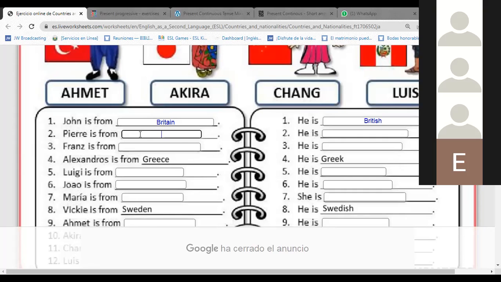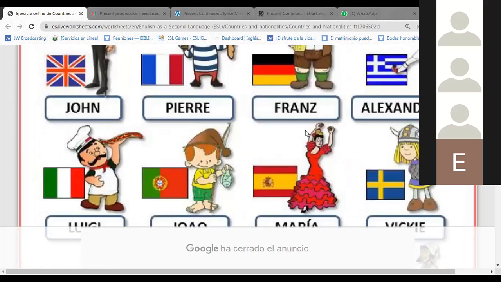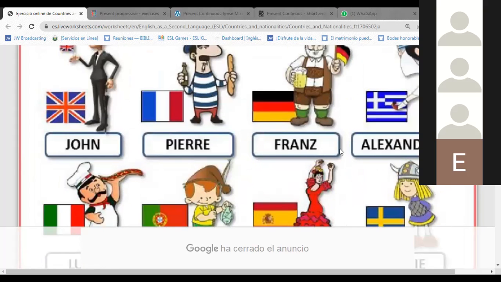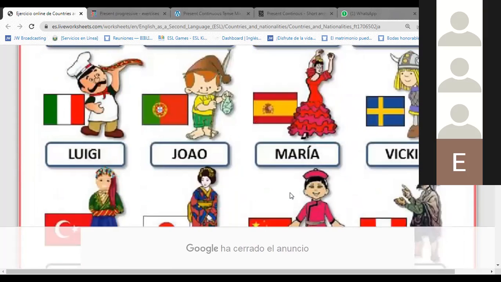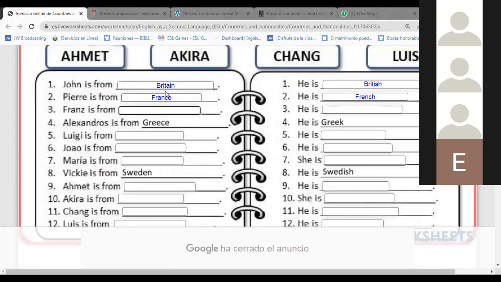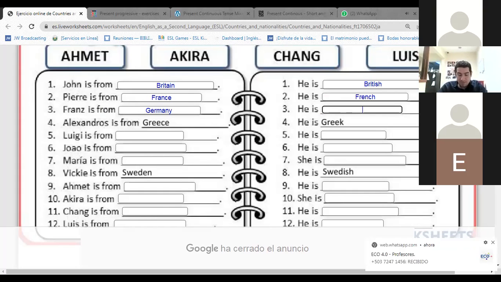Pierre is from France. So he's French. France is from, where is France from? Alemania. But in English, how do you say Alemania? Germany, exactly. So France is from Germany, so he's German.